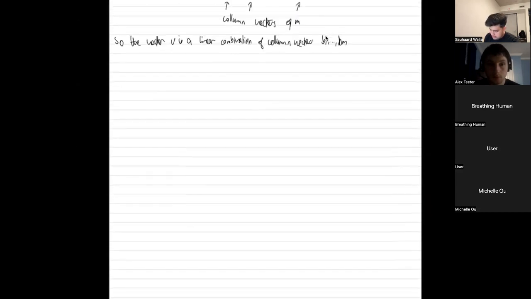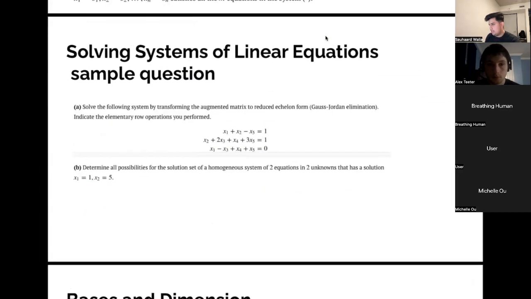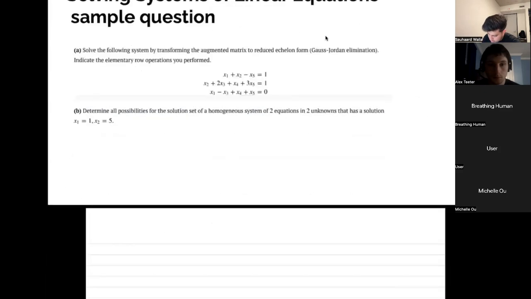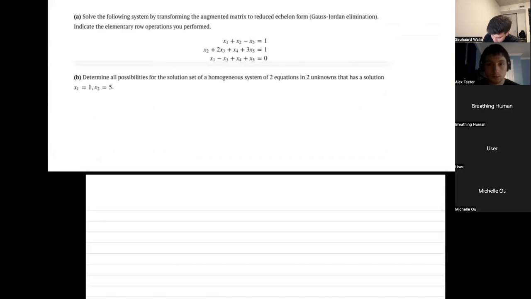Cool. And so now, first of all, we're just going to solve a system of linear equations. I know this is boring, we've seen this before. Some of us might not be so comfortable with it. So I just wanted to go over one quick example for this kind of question. For part A, what we're going to do is just put the equations in matrix form.